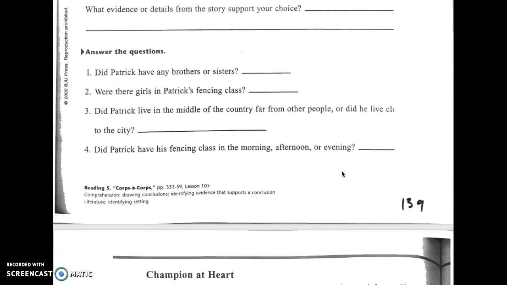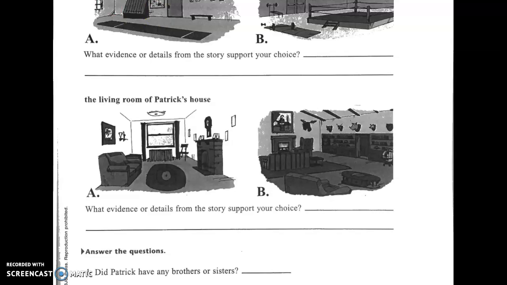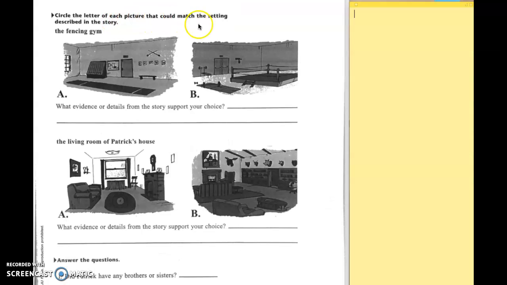So this is page 139, the workbook page we're supposed to do. Let's look at what we need to look for. So I'll write down some of the questions on this post-it note. Circle the letter of each picture that could match the setting described in the story. The fencing gym and the living room of Patrick's house. Okay, so we know that while we read, we need to search for setting. Setting of the fencing gym and the setting of the what?